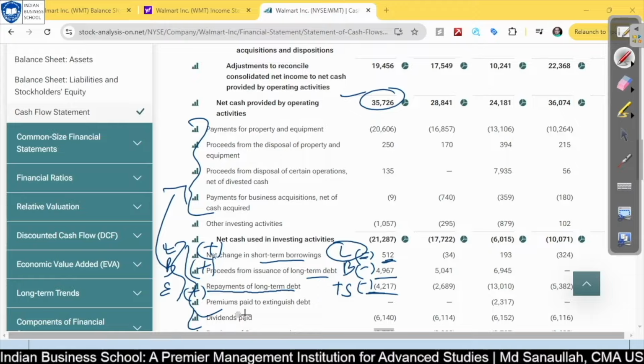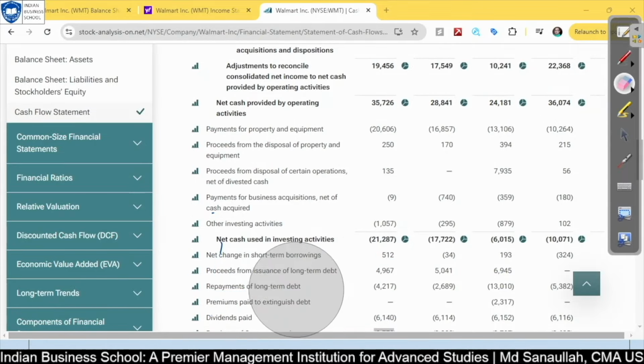Dividend paid, cash is going out. Premium paid, it means it should be in minus. So like this. Similarly, if I have not explained the investing-related ones, you can see payment for property: you have paid, it means cash is going out, it should be negative.